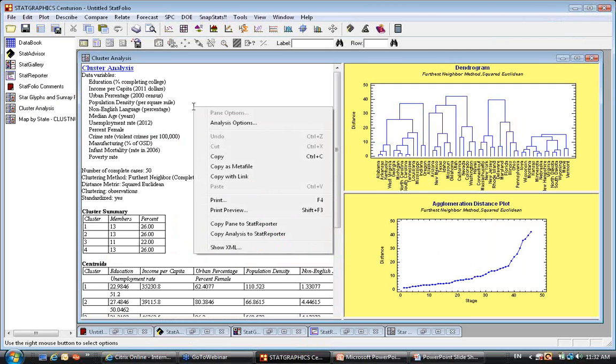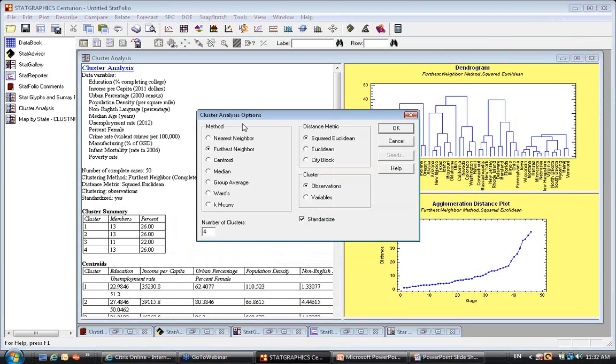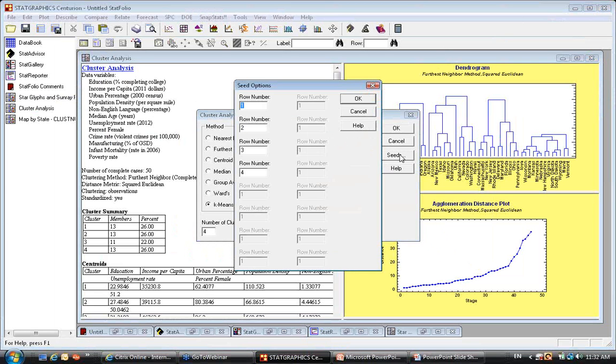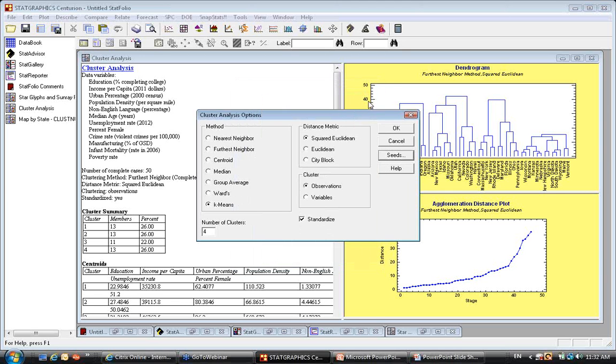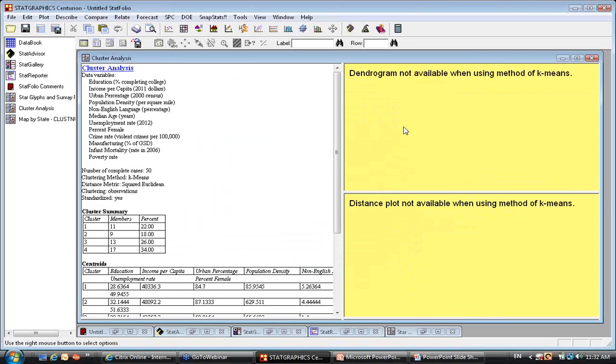I'm going to press the right mouse button, go to Analysis Options. I'm going to select k-means this time, leaving the number of clusters at 4. Okay. I'm going to press the Seeds button, and it's now going to be asking me for 4 numbers. What row numbers do I want to use as seeds? Well, I want to use row 5, row 32, row 34, and row 43. Okay. I'll then press OK and OK.